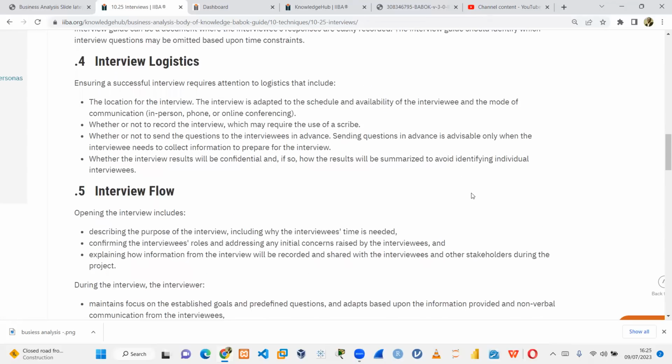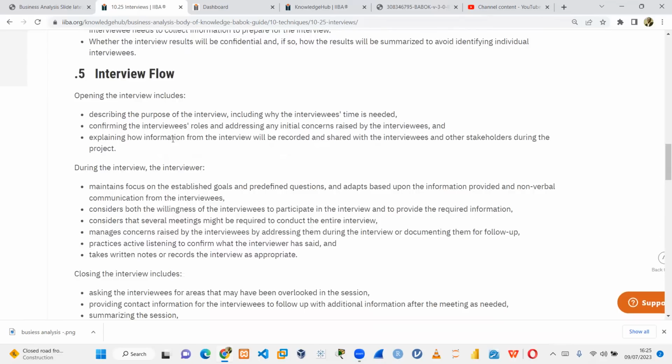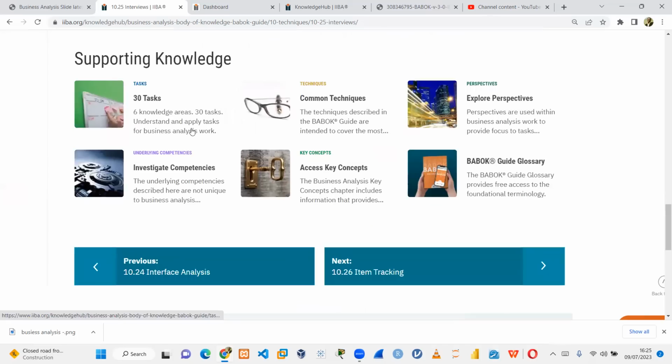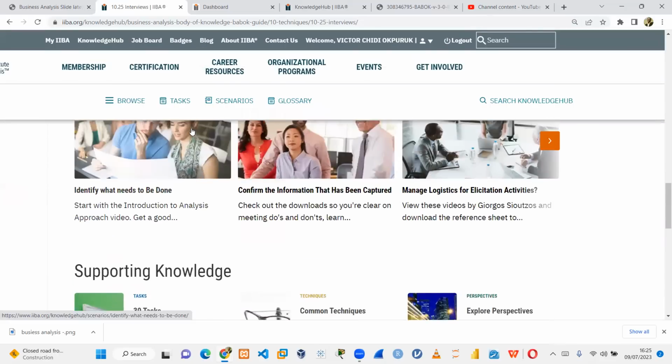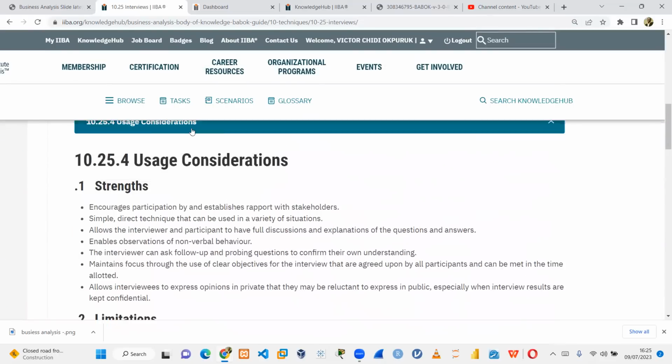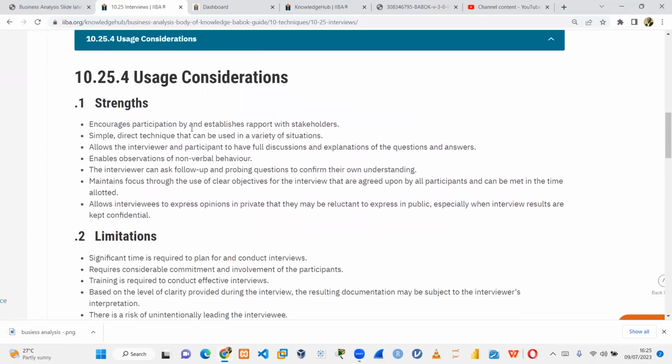Now, interview logistics. How are you going to ask those questions? Are you going to do it in person, over the phone? Is it online conferencing? Is it going to be filling a form online? Are you going to record it or not? How is it going to flow? How are you going to do follow-up? What are some of the limitations? What are some of the ways you can adapt? What are some of the strengths and limitations?